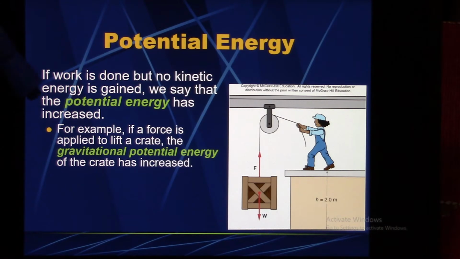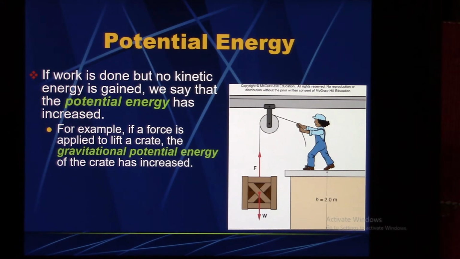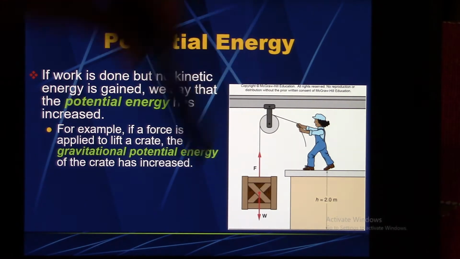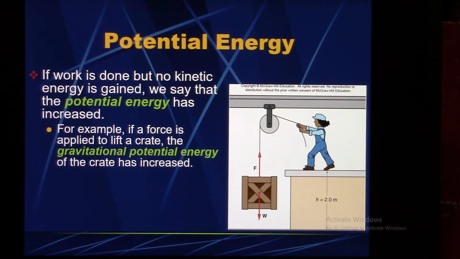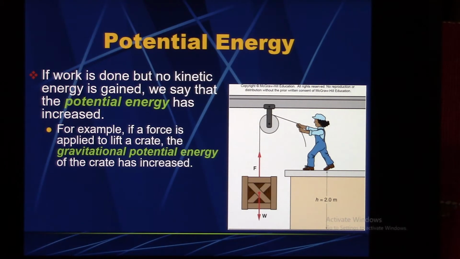Okay, so if a force is applied to lift a crate, the gravitational potential energy of the crate is increased. Well, yeah, this makes sense. If you just lift a crate a couple inches and you drop it, well, hopefully you don't break anything on the inside. But if it dropped from the top of a building, well, heck, you could crack the sidewalk, damage a car. So it's going to have a lot more energy. But while it's sitting there, before you drop it, it has a lot of potential energy. It's dangerous, that crate.